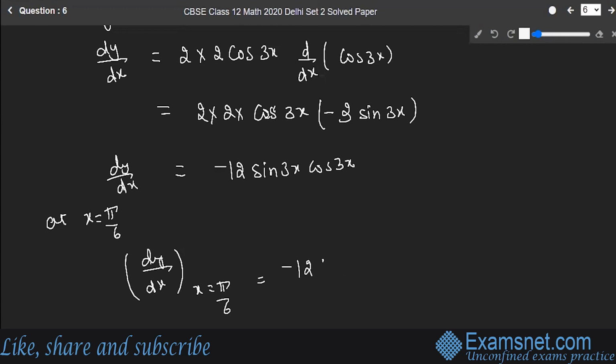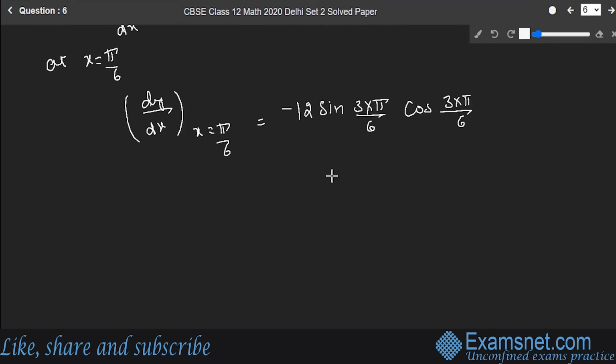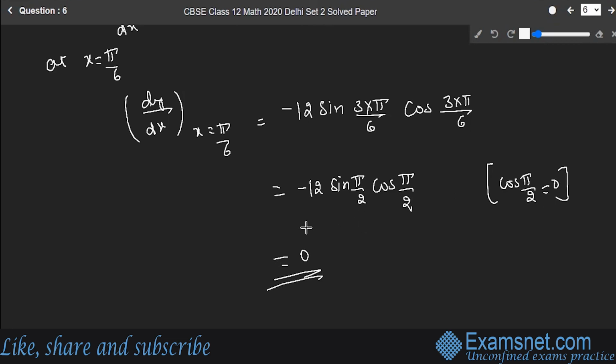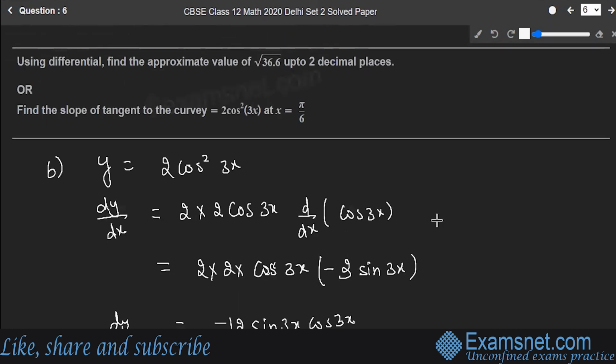This is minus 12 sine 3 into pi by 6 cos 3 into pi by 6, which is minus 12 sine pi by 2 cos pi by 2. You know, cos pi by 2 is equal to 0. Cos 90 is equal to 0. So this will evaluate to be 0, right? That means the slope of the tangent at x is equal to pi by 6 is equal to 0. Hope you have understood that. Let's move to the next question.